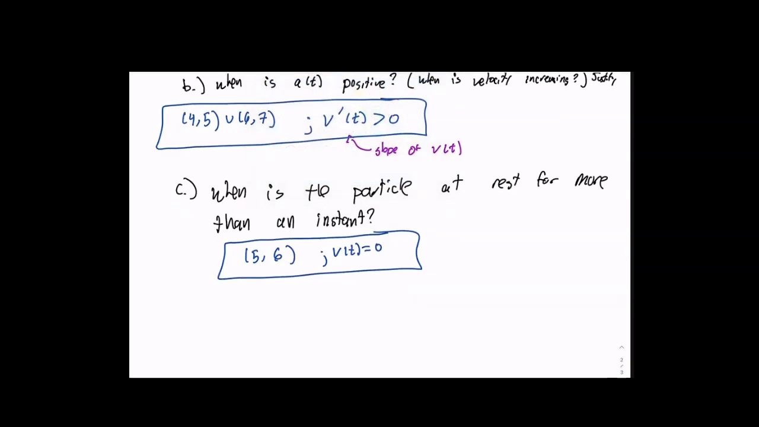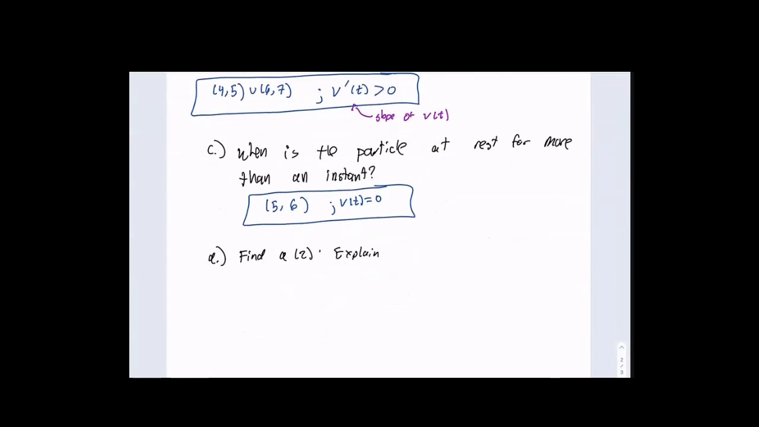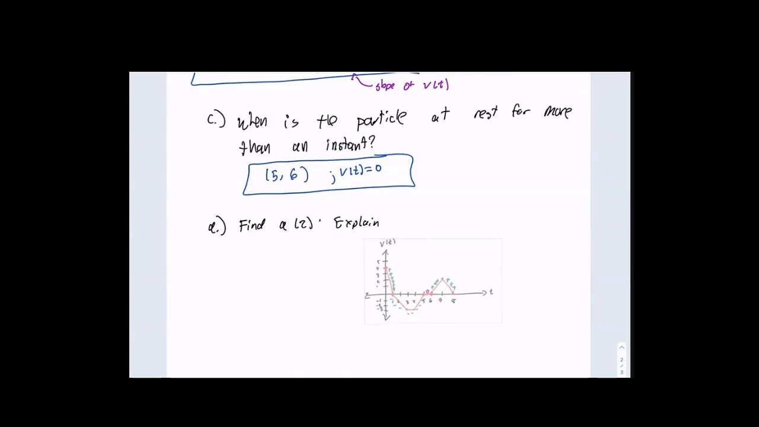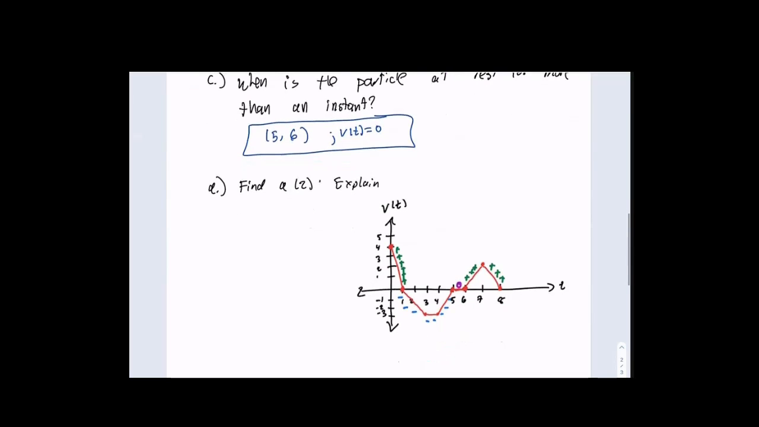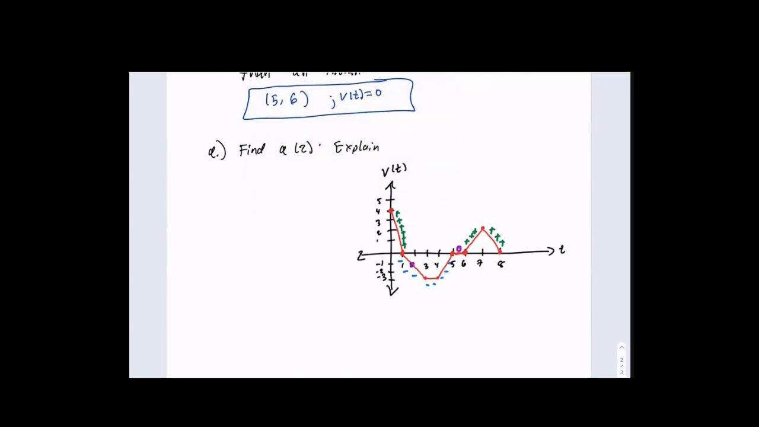D. Find A of 2. Explain. Show your work, basically. So we're going to find A of 2. I mentioned this earlier. Right here, time equals 2. All right. So that right there is t of 2. Let's find it. So that means I have to find the actual value.